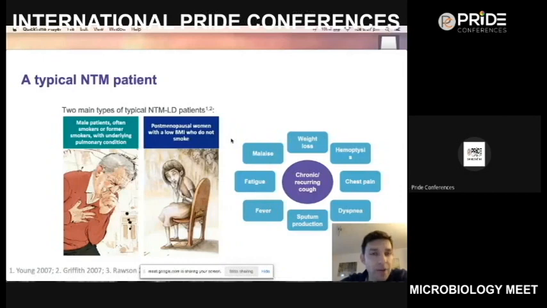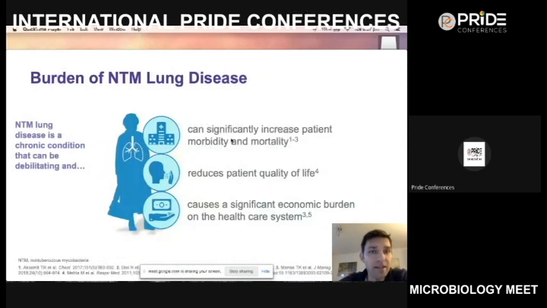The typical NTM patient would suffer from chronic recurrent cough. Weight loss is common, fatigue, fever, chest pains, infection. These patients by far already have an underlying pulmonary condition, and this NTM infection on top can complicate and significantly increase patient morbidity. Studies have shown that it can increase mortality. It reduces patients' quality of life.